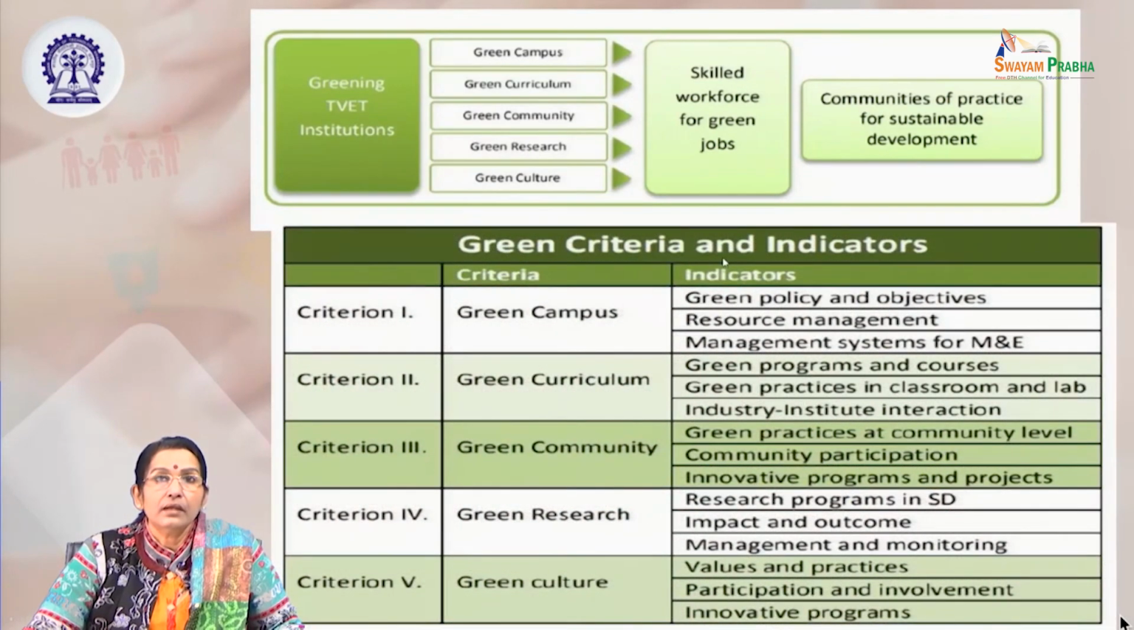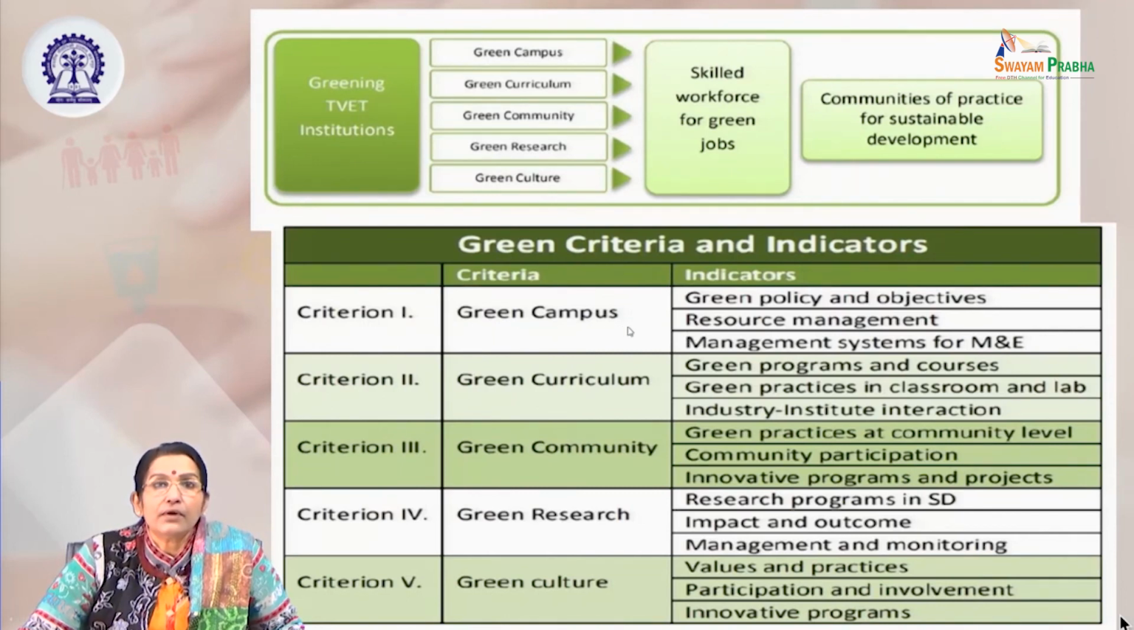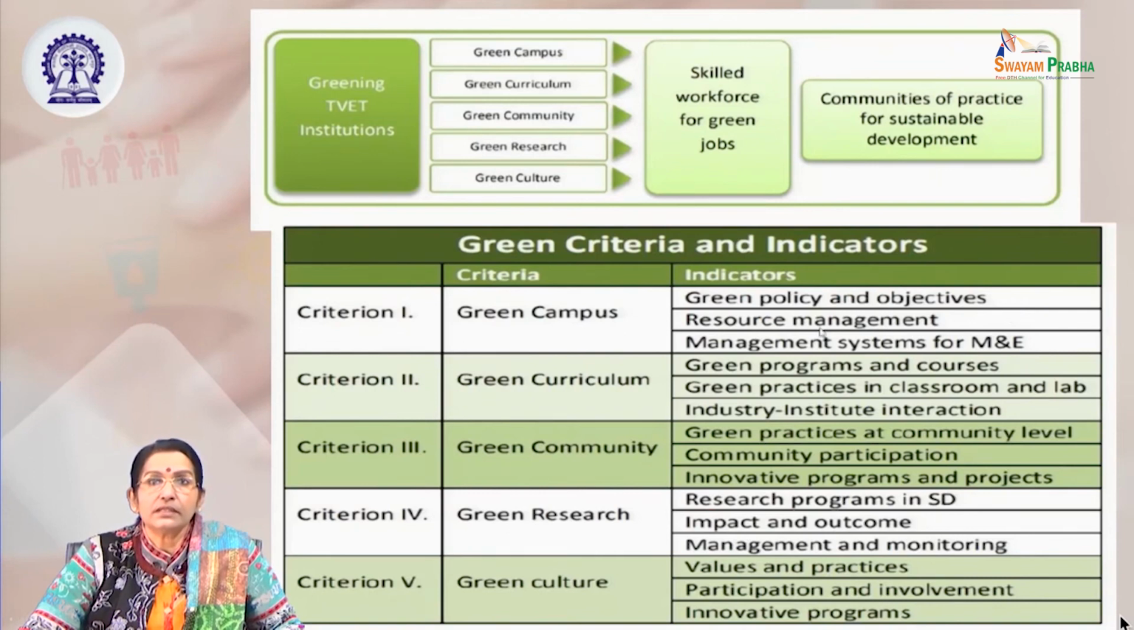So, here are some of the green criteria and indicators. Suppose criteria 1 is the green campus. For the green campus, the green policy and objectives are there, and how to assess it, resource management system. So, when we evaluate the green campus, these are the 3 indicators: green policy and objectives in terms of company and organizational policies, resource management, how they are managing the resources, and the management system for monitoring and evaluation, that is how they are evaluating it from time to time.